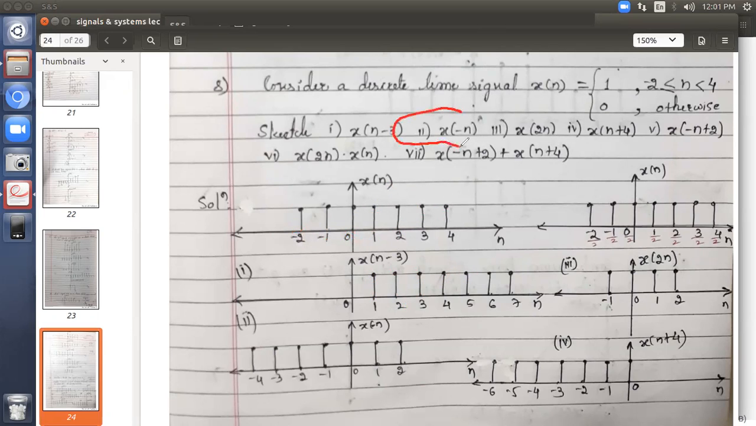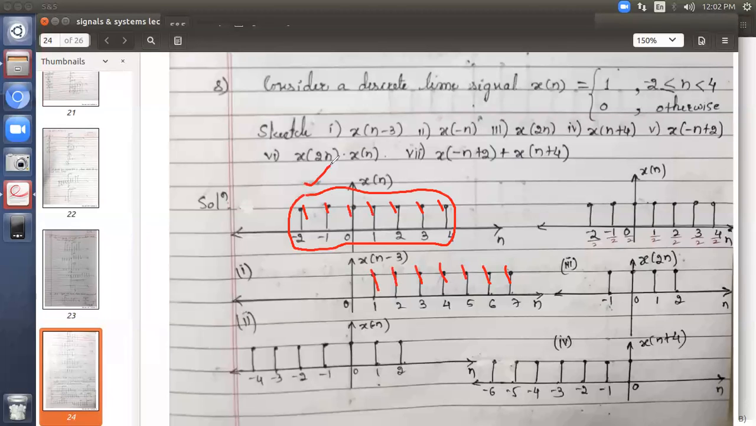Now, what is the second part? The second sub question is next. But let me first confirm whether I have got the correct answer or not. How to verify that? Check the total number of samples. 1, 2, 3, 4, 5, 6, 7 samples I have. Count them in your shifted signal: 1, 2, 3, 4, 5, 6, 7. So I have 7 samples in the original signal and in the shifted signal also.